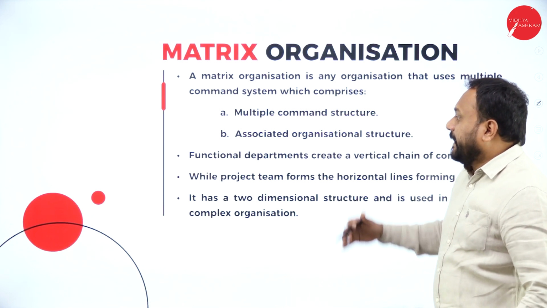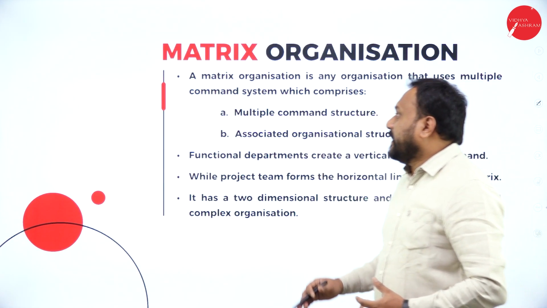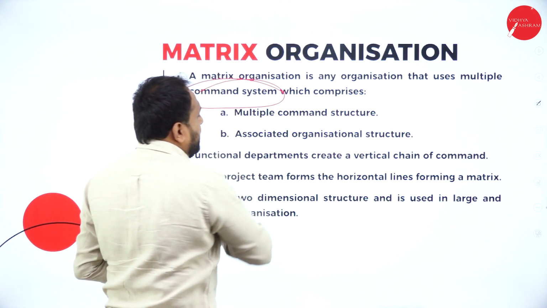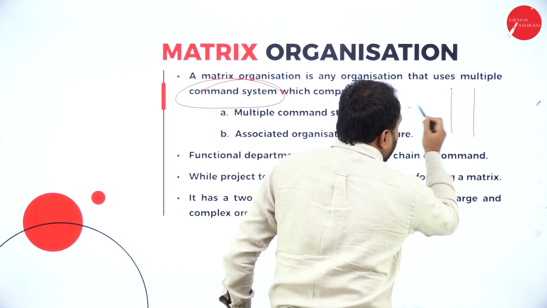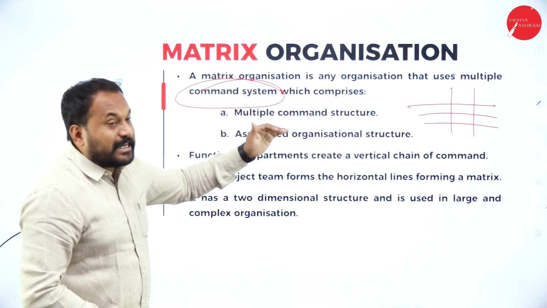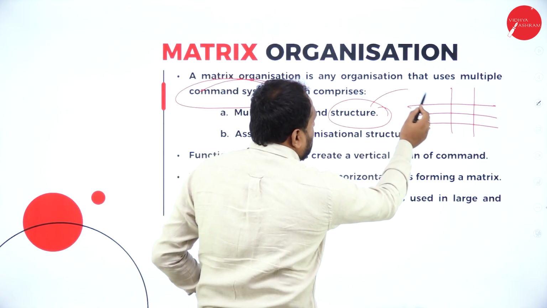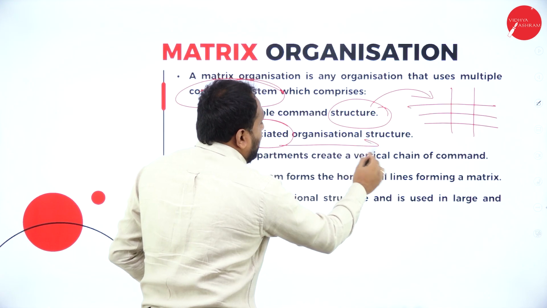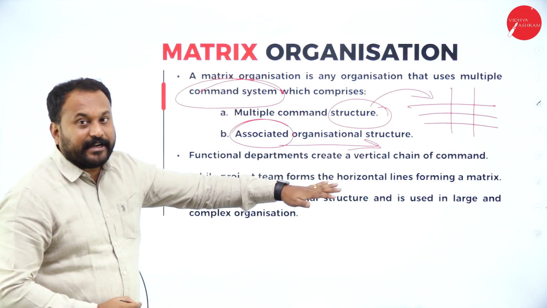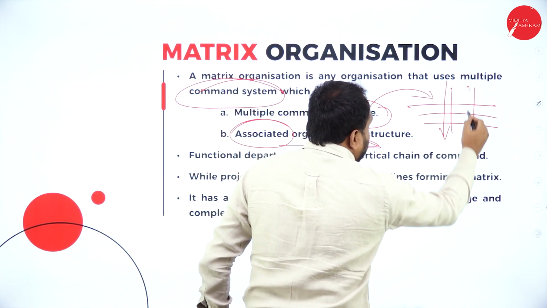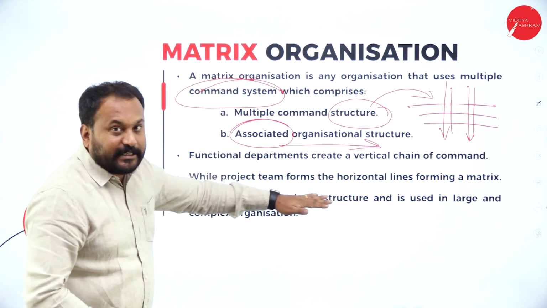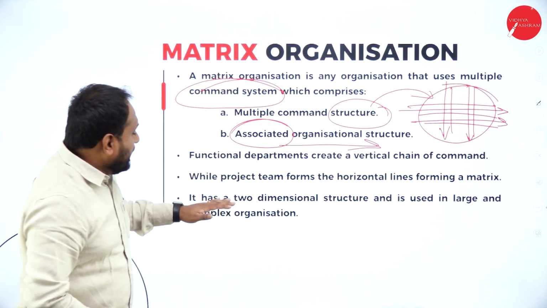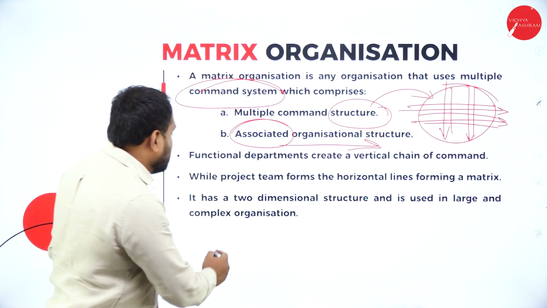So what exactly is a matrix organization? A matrix organization is an organization that uses a multiple command system. I told you, right? We go with vertical also, we go with horizontal also. This is called the multiple command structure, where the associated organizational structure, both project and functional, will be there. Functional departments create the vertical, while project teams form the horizontal. So project is what? Horizontally it goes. That raises it to a matrix. It has a two-dimensional structure and is used in large and complex organizations.